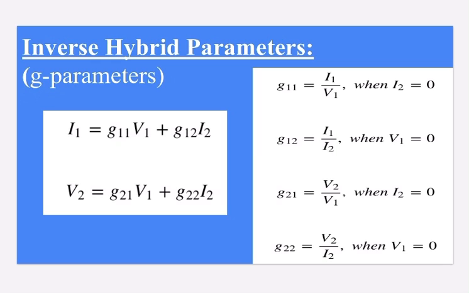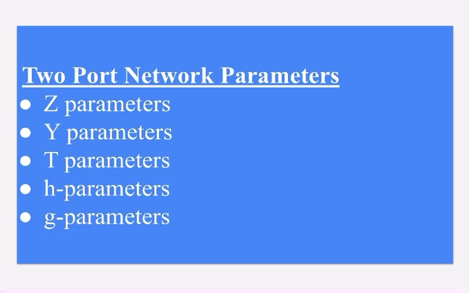So if you observe clearly, each and every parameter is related to the others. If we take Z parameters, they will be opposite to the Y parameters, as well as H parameters will be inverse of G parameters. So these parameters are very simple.